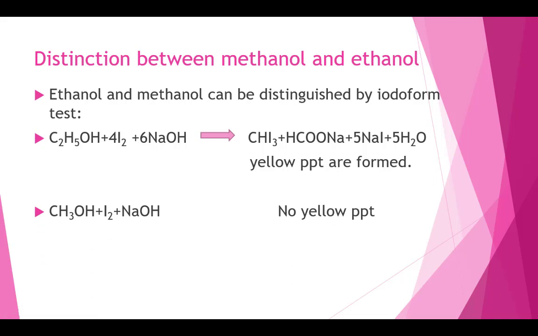But when methanol reacts with iodine and sodium hydroxide, no yellow colored precipitates are formed. There is no reaction of methanol with iodine. No iodoform is formed. So, with this test, methanol and ethanol can easily be distinguished due to the formation of yellow colored precipitates in this reaction.